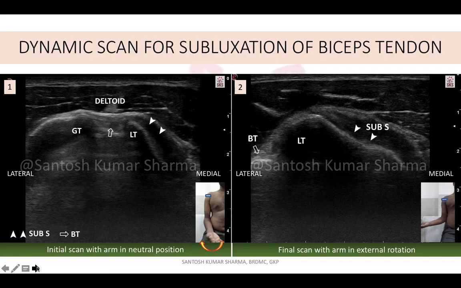Moving on to a dynamic scan for the subluxation of the biceps tendon. This is important because the bicipital tendon may get subluxated because of pathology, and it usually does so on the medial side. To test that, what we do is basically we scan the biceps in neutral position with the arm adducted, and then we externally rotate the arm, and keep doing so to see if the bicipital tendon is holding in the bicipital groove or not.